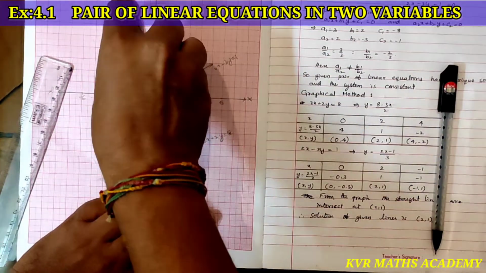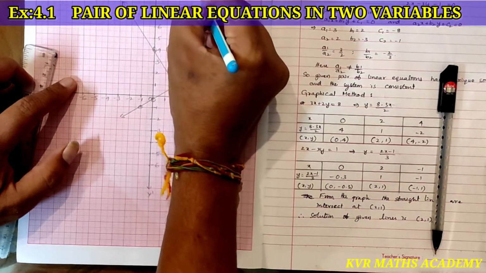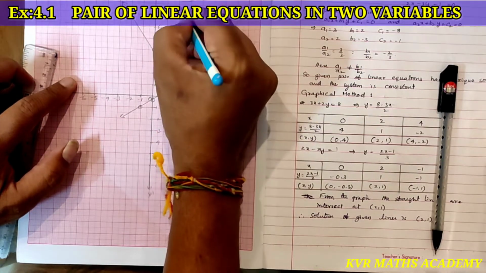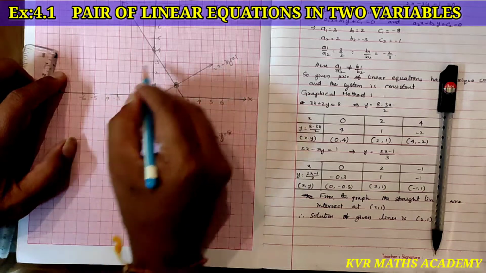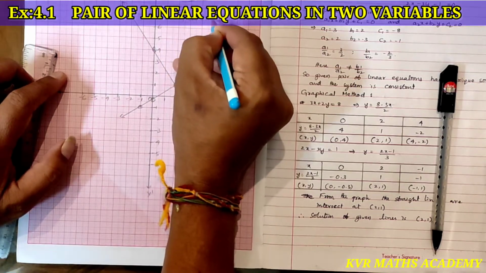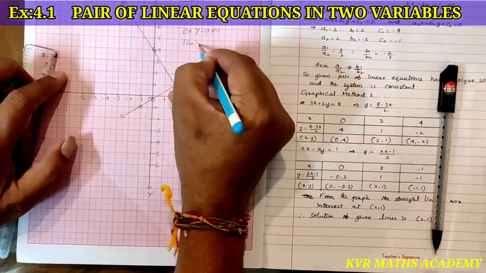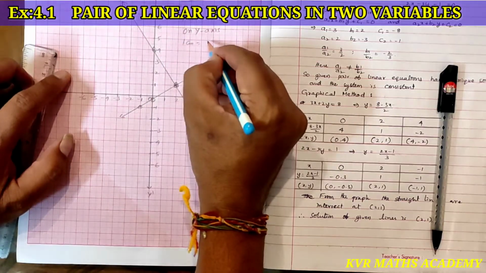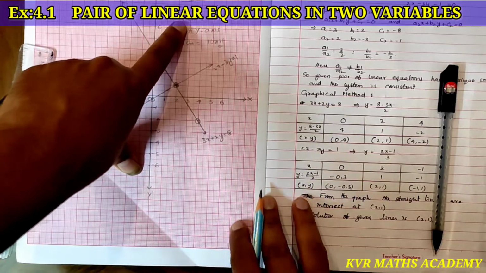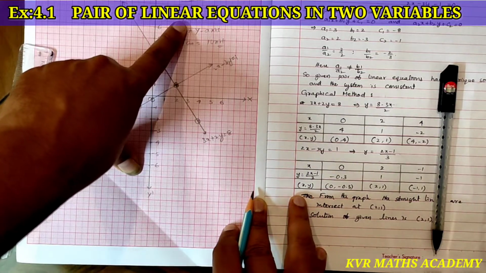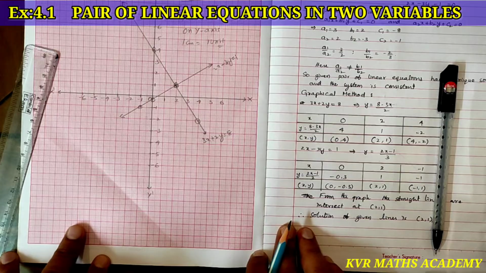Finally, we have to write a scale on the graph sheet, right? So what will you write? Scale on x-axis: 1 centimeter is equal to 1 unit. And on y-axis, 1 centimeter is equal to 1 unit. So finally, we should write the scale also. Otherwise, you lose half a mark in the examination, right? Have you understood clearly? Yes, note it down or draw it.